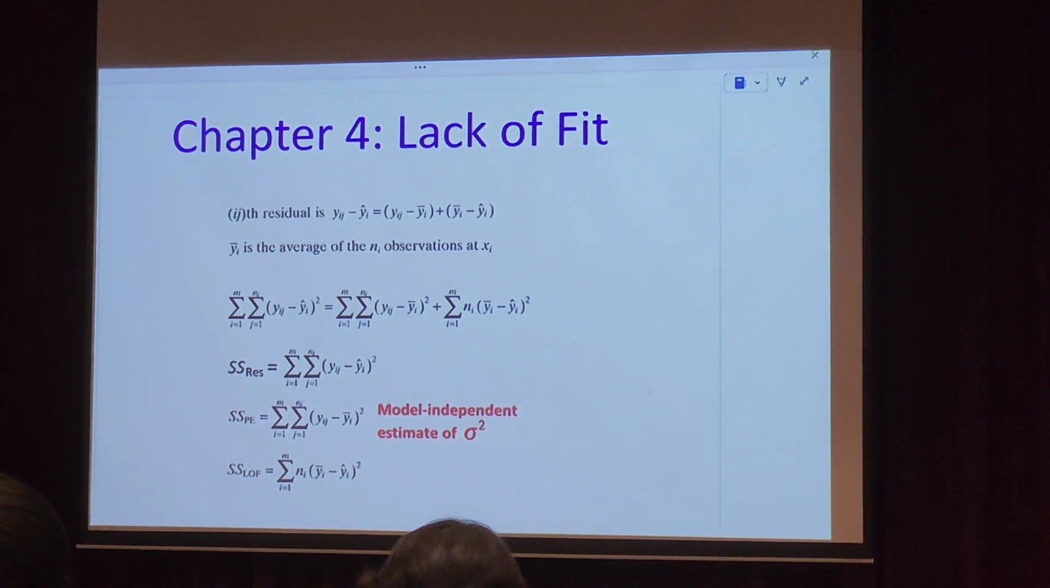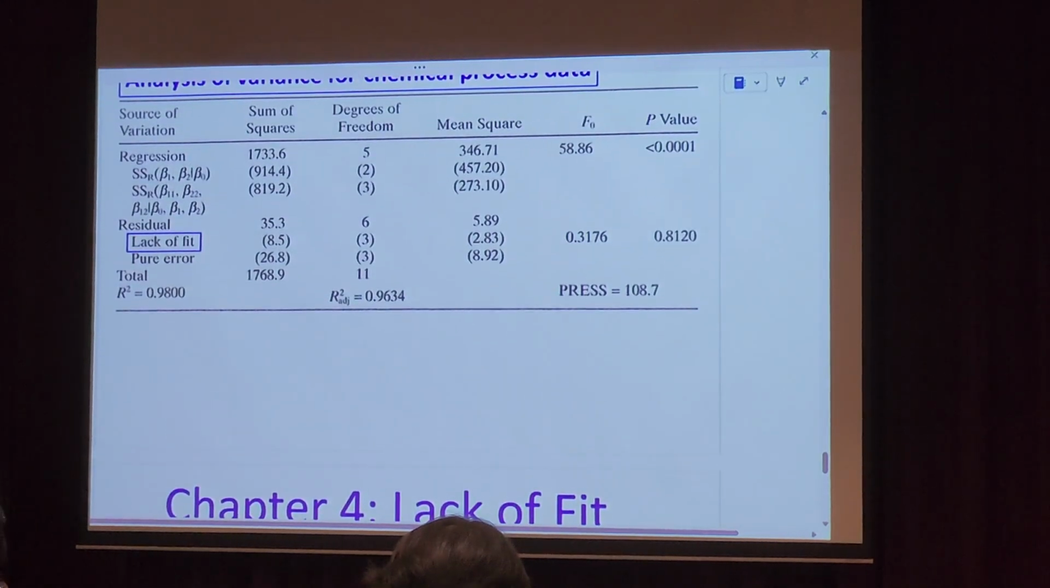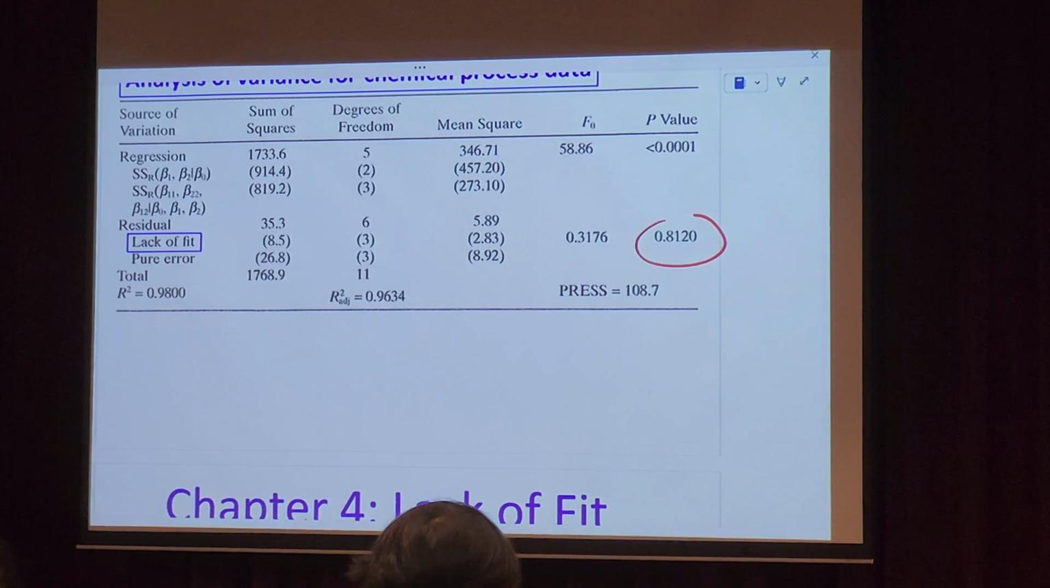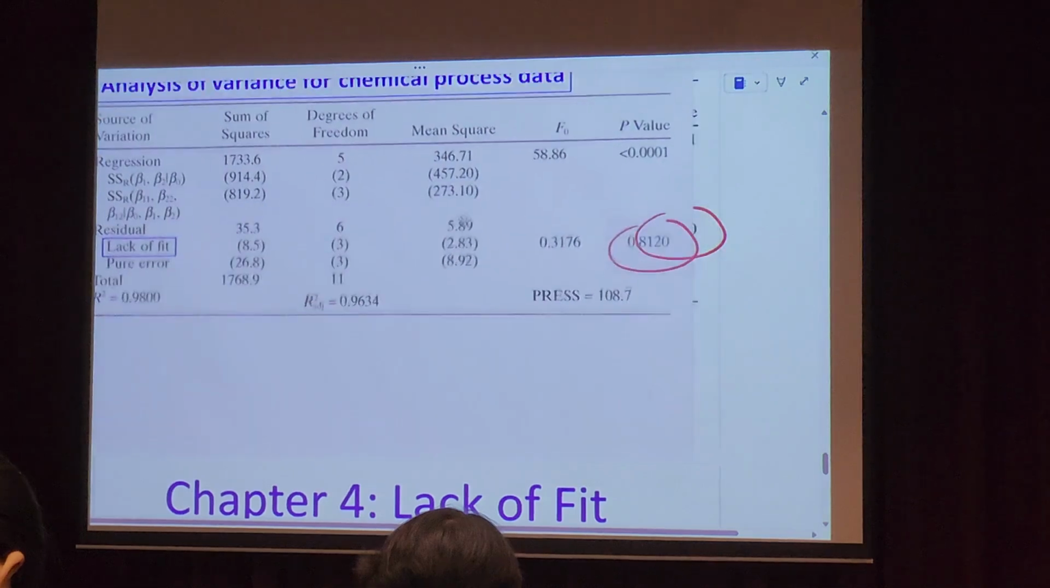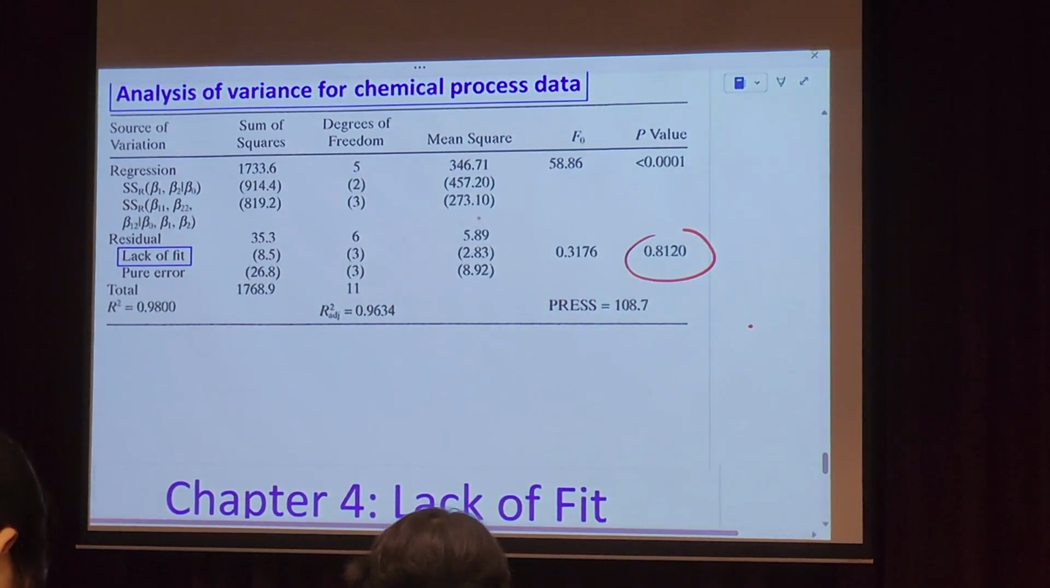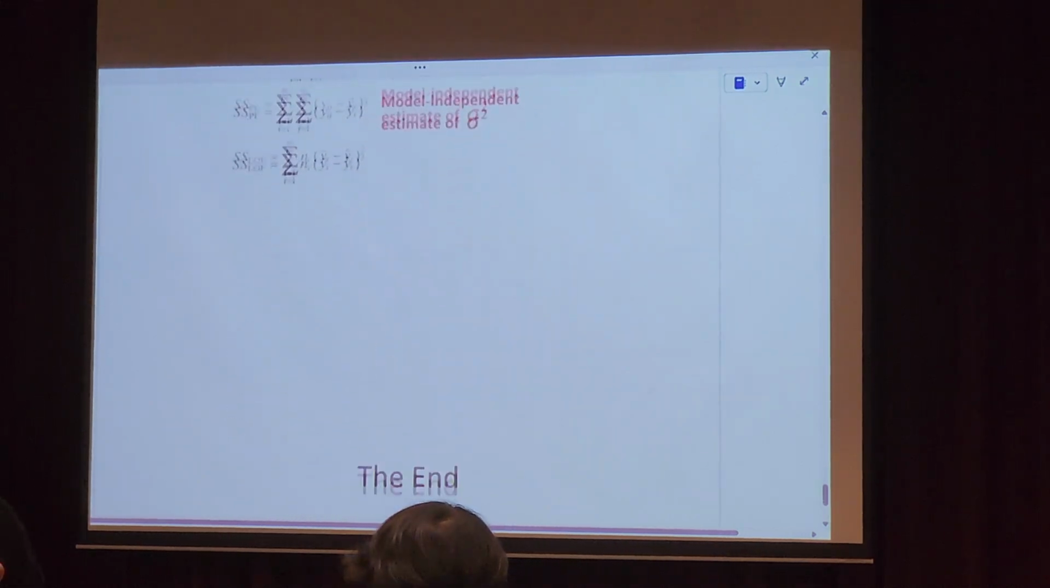So for a large p-value of 0.8120, which is very large, we do not reject H0. So there is no evidence of lack of fit. And after that, since there's no lack of fit, customarily we will continue to use this residue to test for all this. Yeah? So that's what happened.